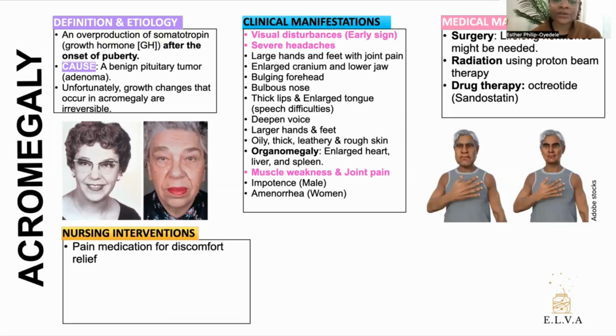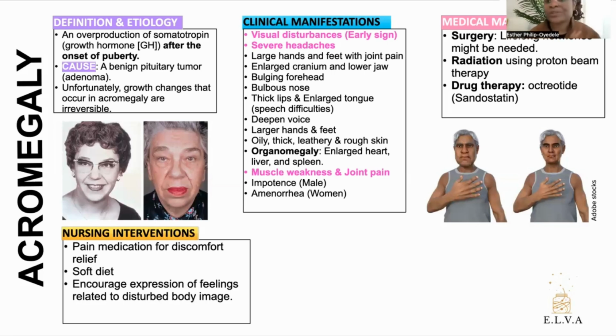Now, as the nurse here, what are some things you want to pay attention to? Give this patient some pain medication, okay? Remember, they have some joint pains going on, so they're going to need that. Swap diet and encourage this patient to express any feelings about their body image, because they might definitely have some self-esteem issues that will go along with this, because their body is changing externally and internally.